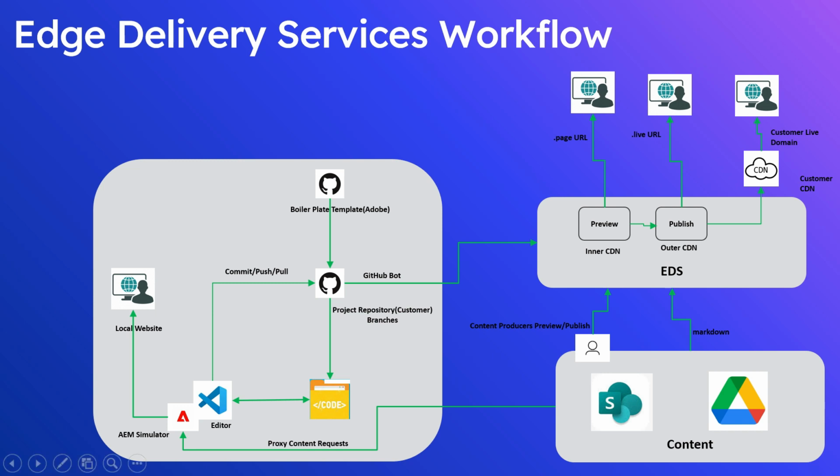On the content authoring side, the content authors can create content, preview and publish the content whenever ready. The content can be authored through SharePoint or Google Drive right now. Whenever the content author previews through the inner CDN, you can preview the content at the .page URL. Whenever the content is ready, you can publish the content. It goes to the outer CDN, publish, then the live URL, the .live URL. Also, customers can have their own CDN. In parallel, the published content is available through the customer CDN. EDS fetches the content from the content repository as markdown.